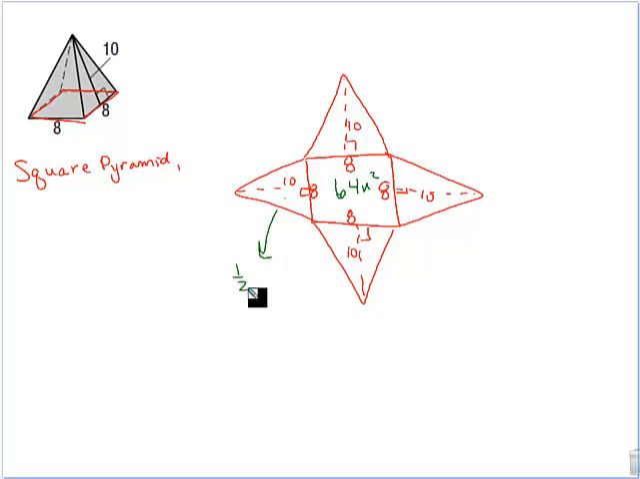10 by 8. Oh, 1/2 10 by 8. 1/2 base times height, so 1/2 10 times 8, which gives you 40. So each triangle is 40 units squared.